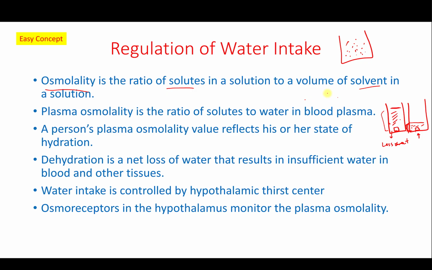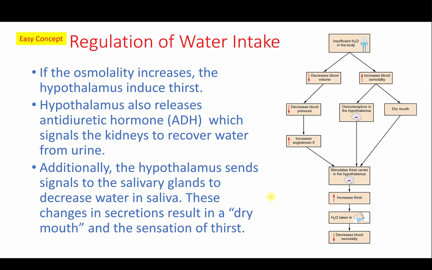So dehydration, when we have less water, and therefore we will have a higher concentration of solutes. And usually, in the case of dehydration, that will activate the hypothalamus. We have the thirst center, and that will cause the person to go and drink water. So what's going to happen if we have a low water amount in our body? We will have an increase in blood osmolarity and a decrease in the blood volume.